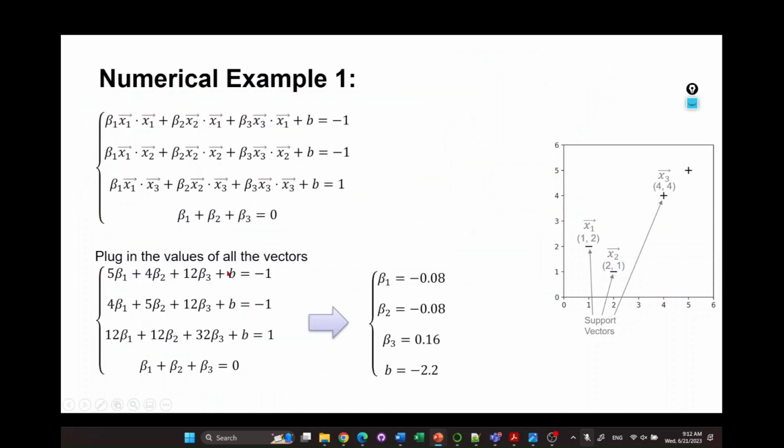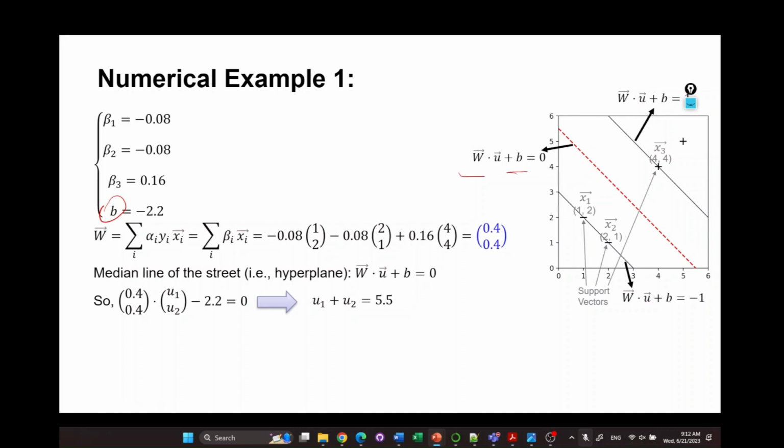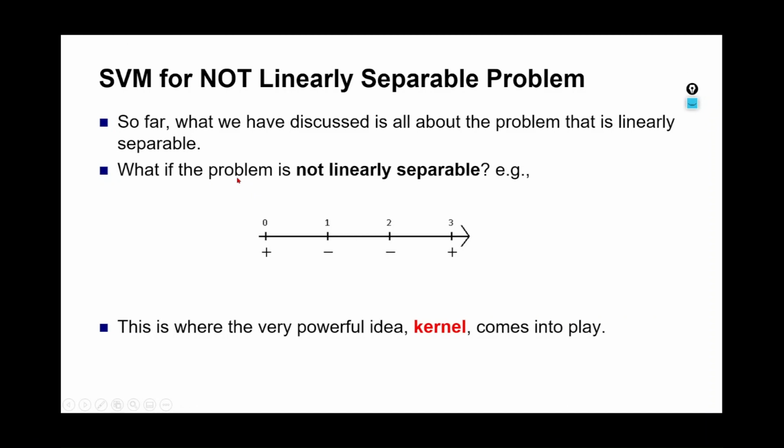Then we can solve it and we can get the width value. Once we know the width, this is actually just a linear line, so you can also see this is the width, this is the bias, no problem. So far what we have discussed is all about problems that are linearly separable. So 2 points here, 2 points there, and we can draw a linear line to separate these two classes. So what if the problem is not linearly separable?